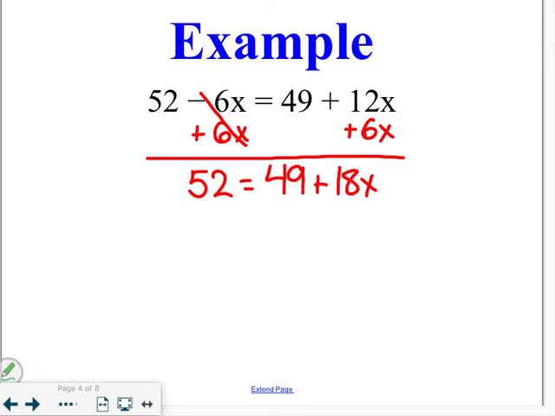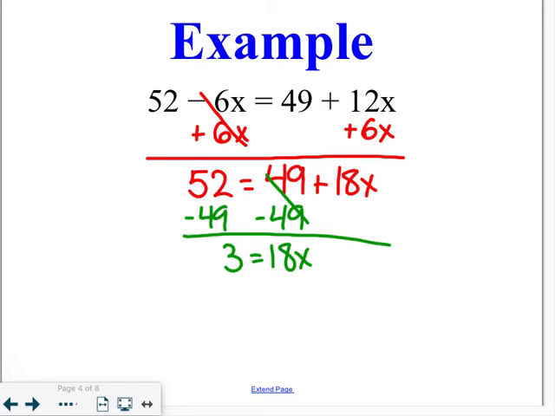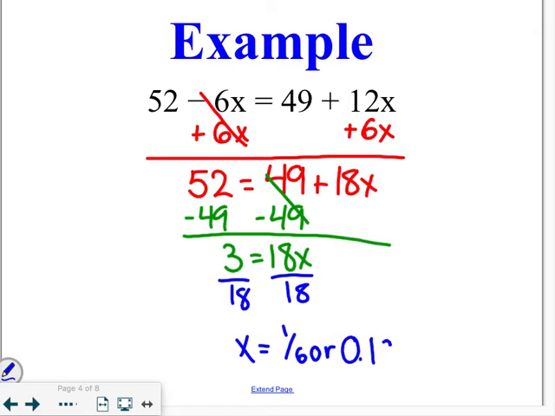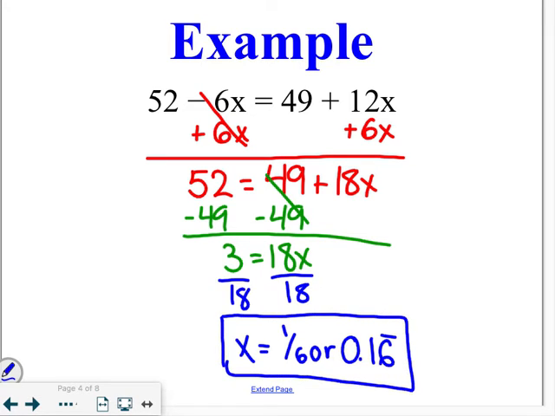Then you're going to go through and solve just like the multi-step equations we talked about in last section. So we're going to take 49 away from both sides, which leaves us with 3 is equal to 18x, and round it out by dividing by 18, which gives us x is equal to 1/6. Or 0.16 repeating. Again, I don't care if you have it in a fraction or a decimal answer. If you do the fraction, please make sure that you reduce it down to the simplest form.